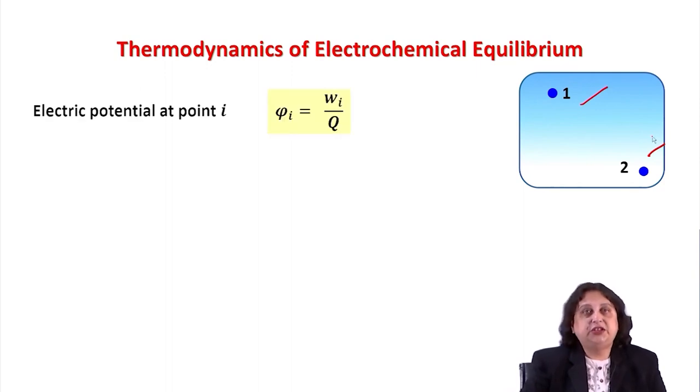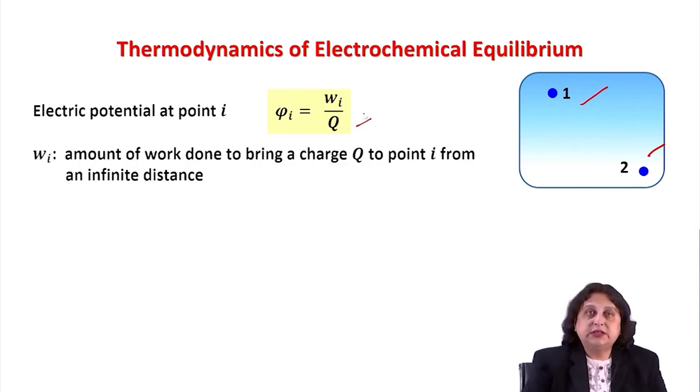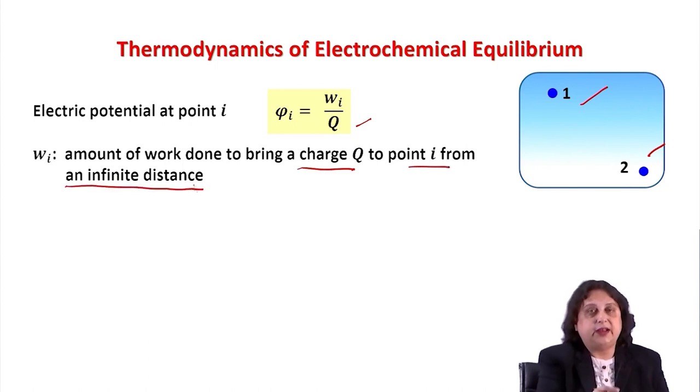Now, the electric potential at either of these points would be given by phi i, that I can once again define as Wi by Q. Now, what is Wi? This says that this is the amount of work done to bring a charge Q to this point i from an infinite distance.